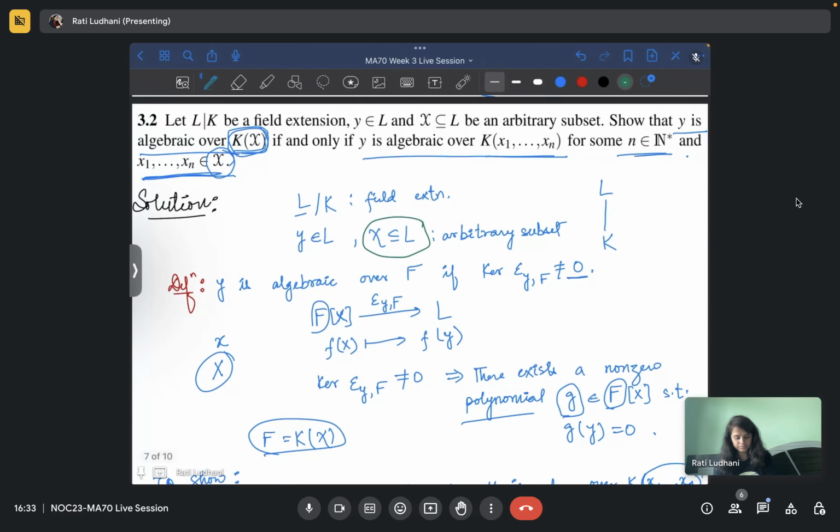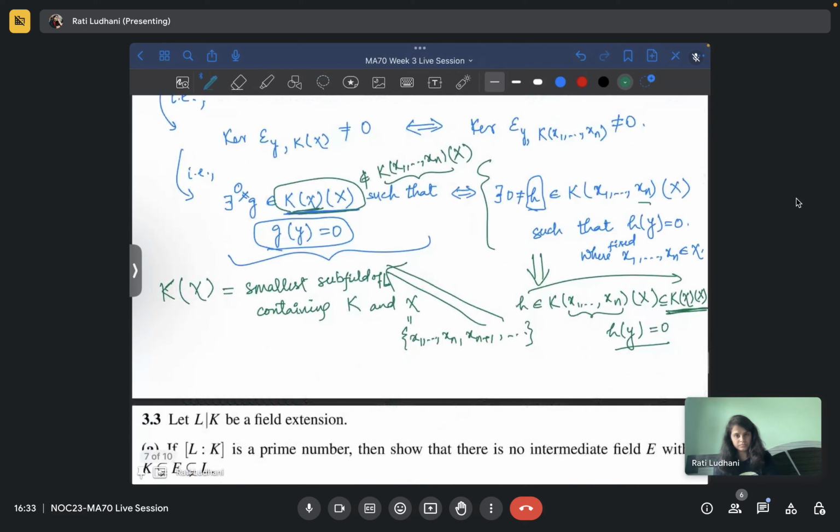Basically we need to prove that the intermediate field between L and K, if it is algebraic over L, so it is algebraic between all the fields if we define K. Right. Okay.